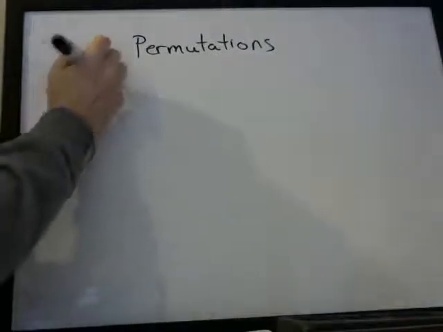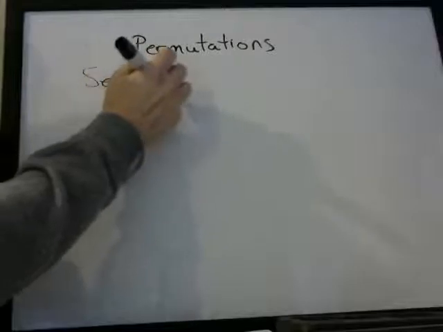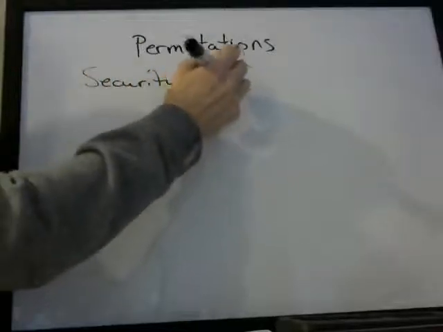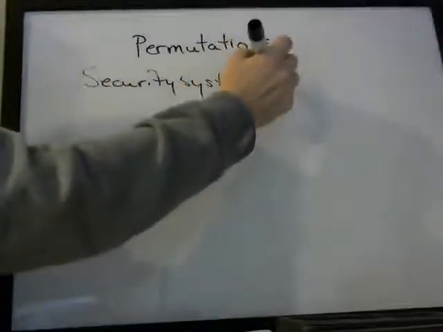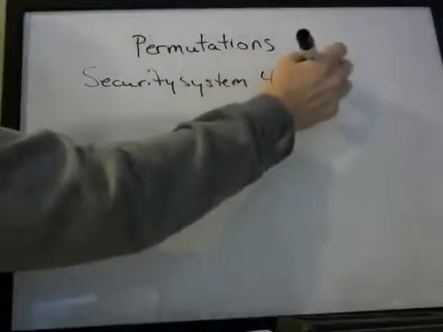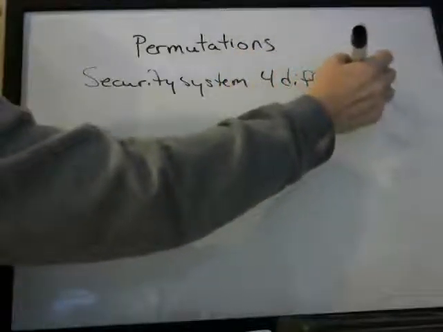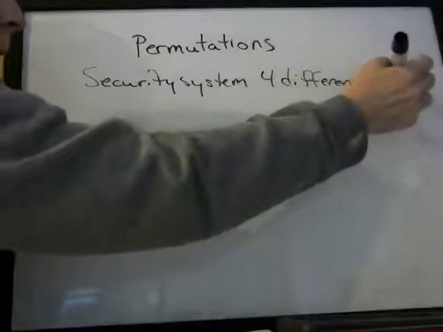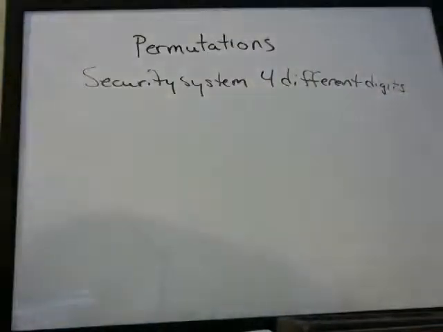You have a security system that has 4 different digits. So how many different codes can you have? And so this is where order matters. This is why we're doing permutations versus combinations.